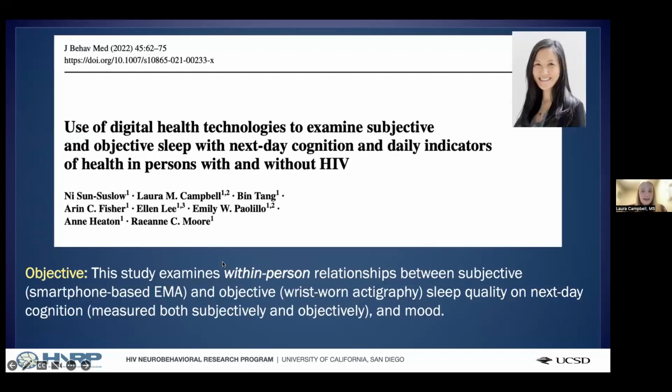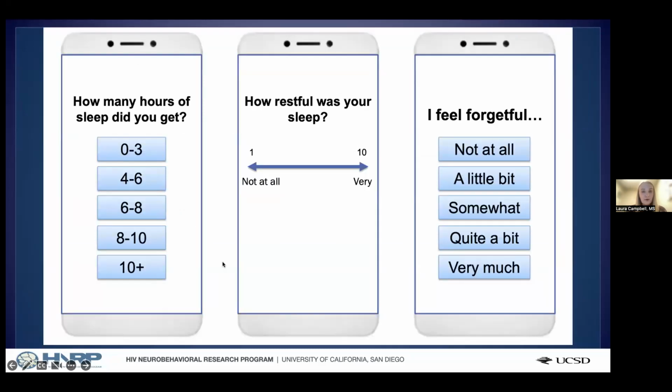So the study I'm going to highlight is this one here. For this study, we looked at the within-person relationship between subjective and objective sleep. For subjective sleep, we asked them via EMA, how much did you sleep, how restful was your sleep? And then for objective sleep, we used wrist-worn actigraphy, like the watch I showed earlier. We then looked at cognition the next day. So we looked at subjective cognition and objective cognition. For subjective cognition, we asked about forgetfulness and difficulty concentrating. For objective cognition, we had them take those 2 mobile cognitive tests I showed earlier, and then we had a series of mood questions. Here's an example of those EMA questions I showed. We also, again, gave them some mood questions.